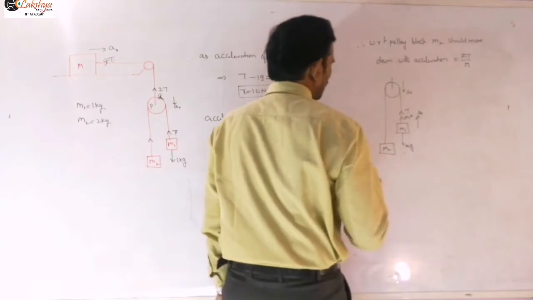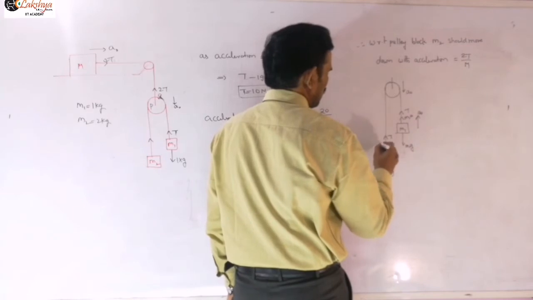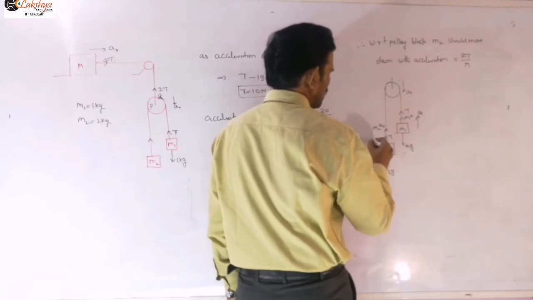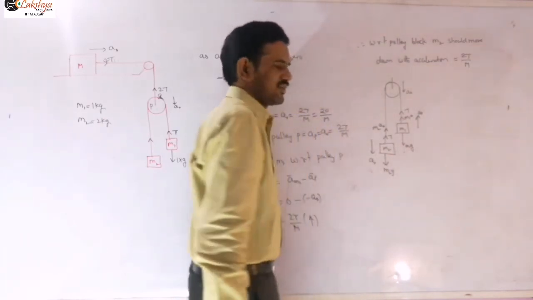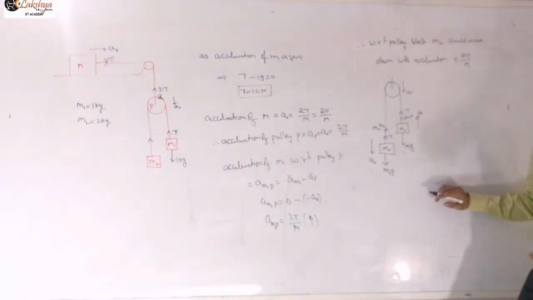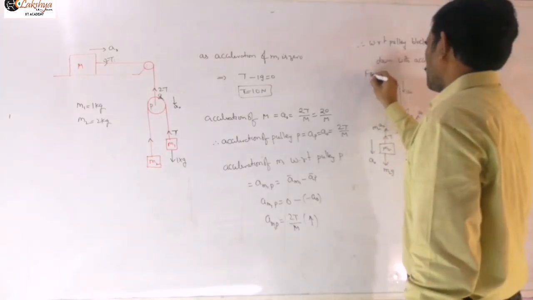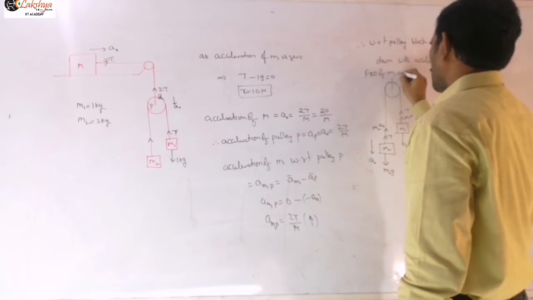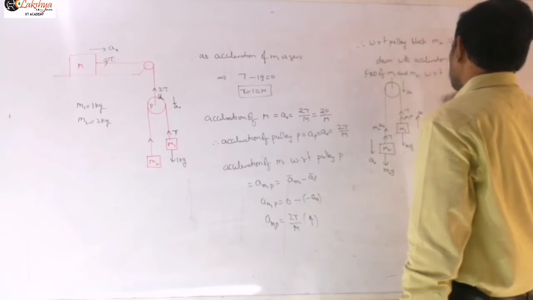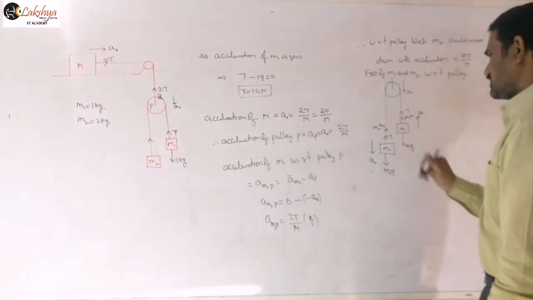And next for this block if we consider, M2G will be in downward direction, tension will be in upward direction, and again you will get pseudo force M2 A0 in upward direction. Now this block should move down with an acceleration of A0. These A0s are with respect to this pulley. This is a free body diagram of M1 and M2 with respect to the pulley. So you may mention here, FBD of M1 and M2 with respect to pulley, right? We need all those force equations here to get the mass of this block.